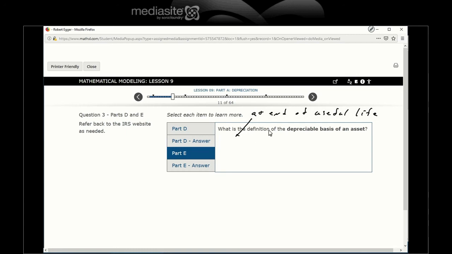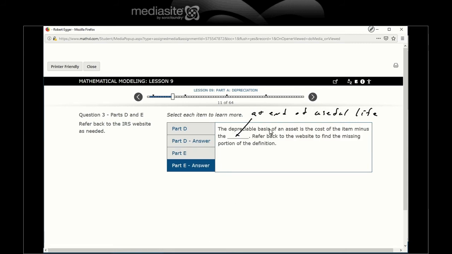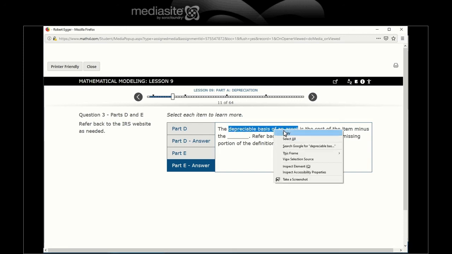And what's the definition of the depreciable basis of an asset? Well, the depreciable basis of an asset is the cost of the item minus something. Let's find out what that is.